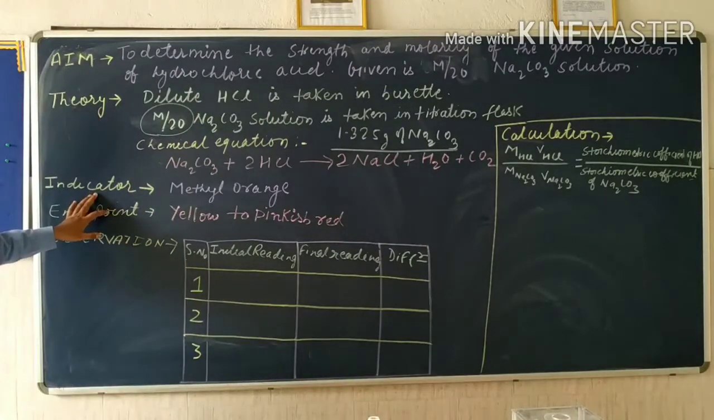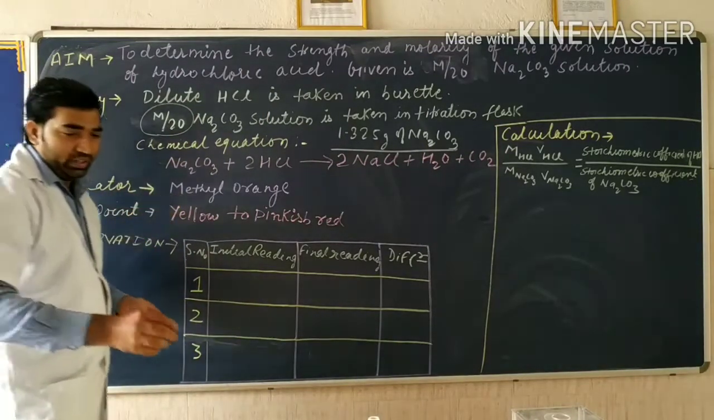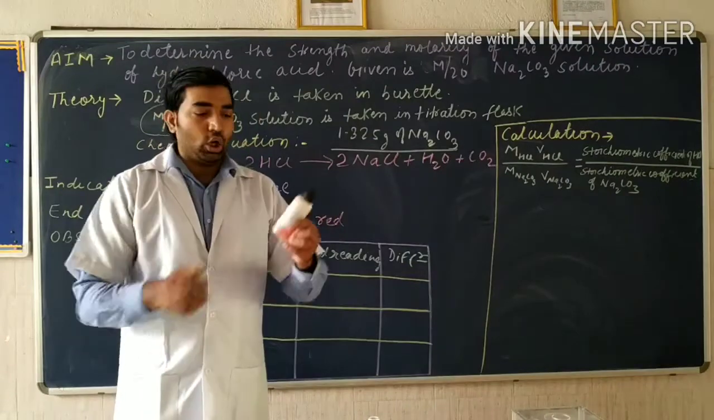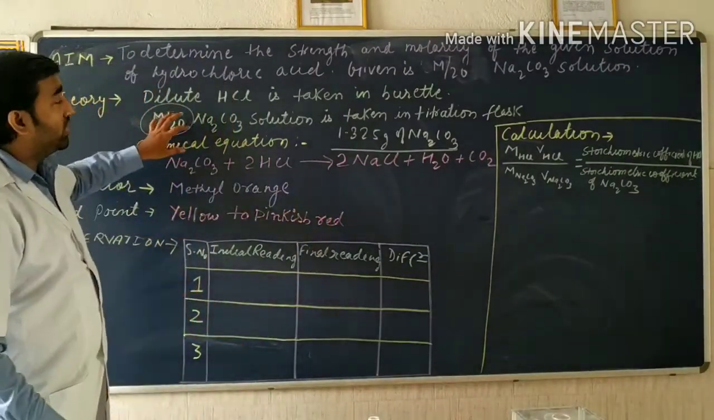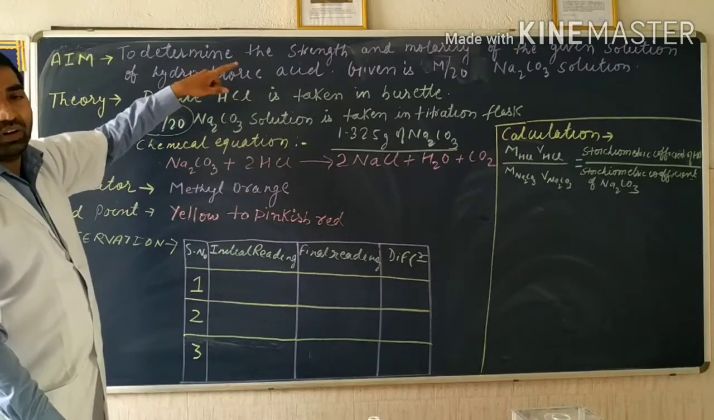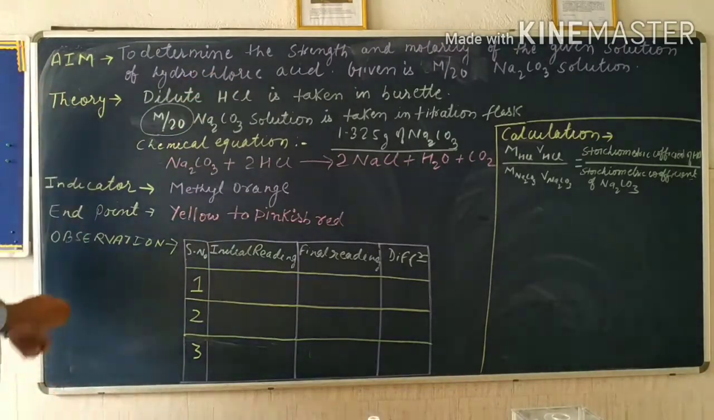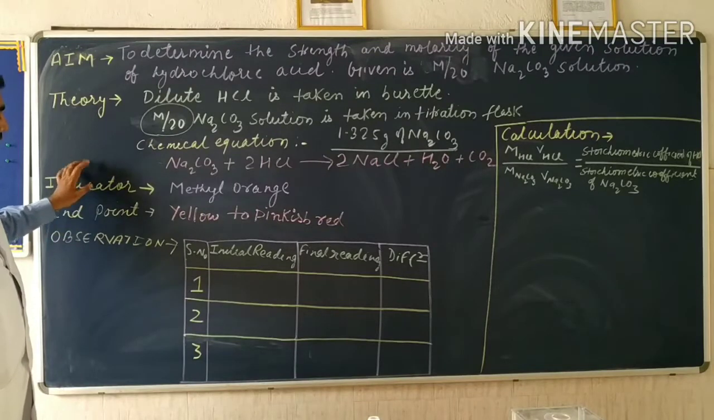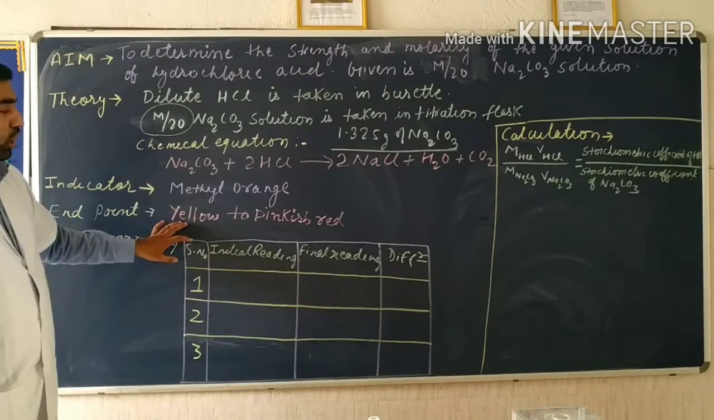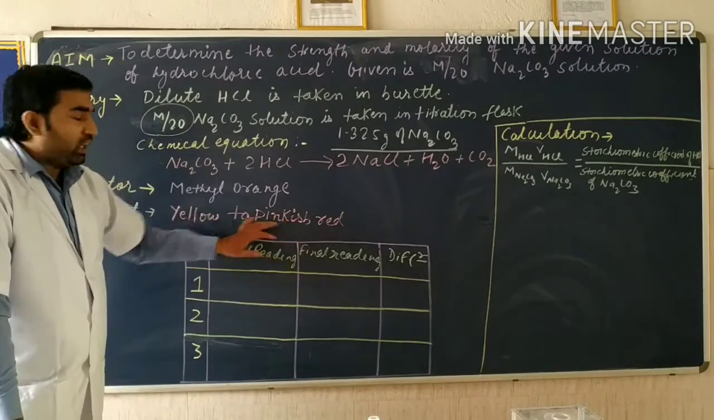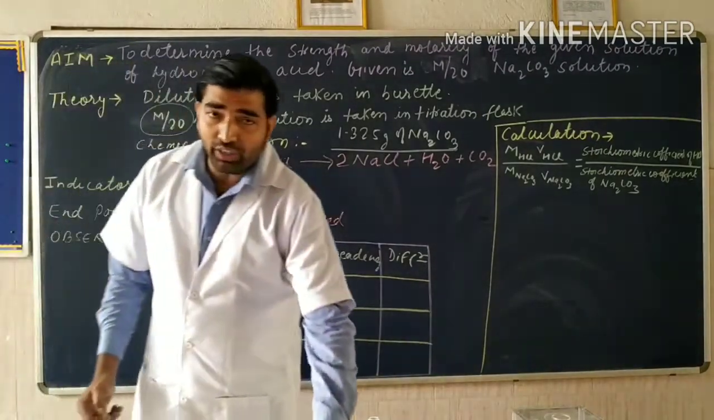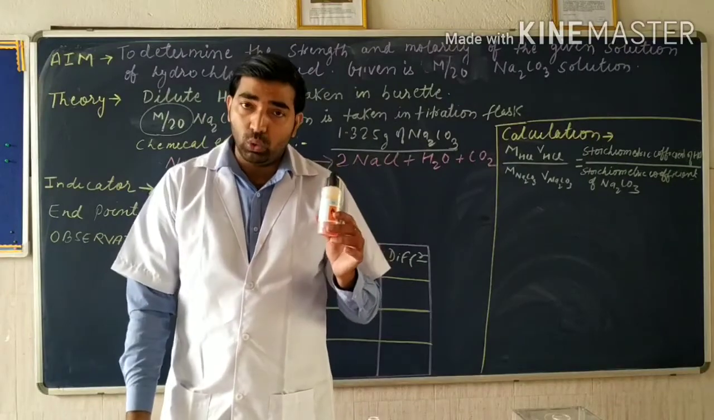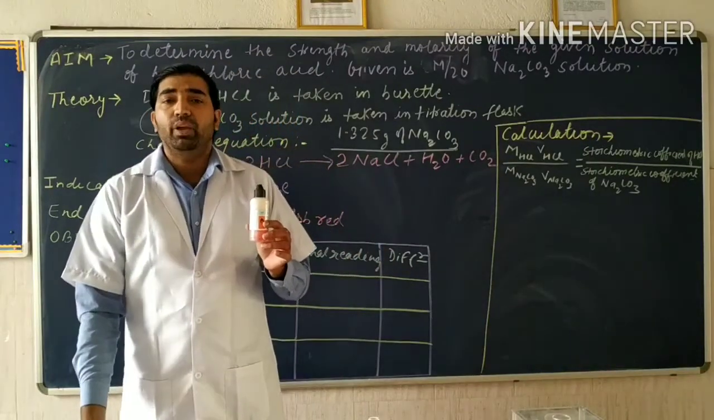What is the indicator here? Indicator is methyl orange. Why do we use methyl orange? Because in this we take strong acid versus weak base titration. End point is yellow to pinkish red. First, the color is yellow because the color of methyl orange in basic solution is yellow and in acidic solution it is pinkish red.